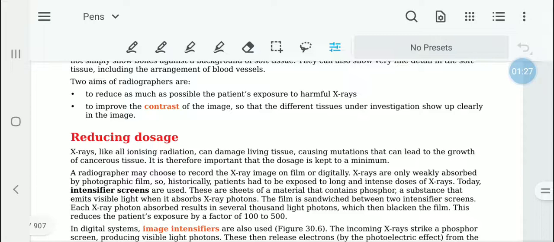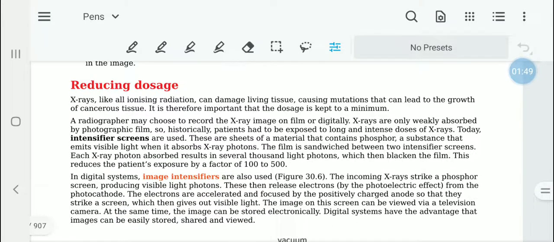The second aim is to improve the contrast of the image so that the different tissues can be seen separately, and there is a difference between the soft tissues. Because if all the soft tissues are seen as a single lump, then it is of no use.